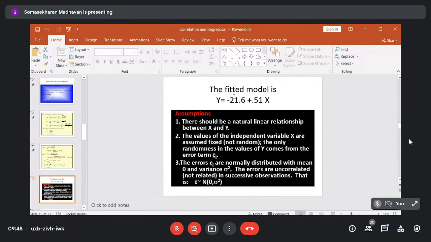So next, the values of the independent variable x are assumed fixed, or not random. The only randomness in the value of y comes from the error term e. The errors e_i are normally distributed with mean 0 and variance sigma square. The errors are uncorrelated, not related in successive observations. This assumption is very important. The error term follows a normal distribution with mean zero and constant variance sigma square.